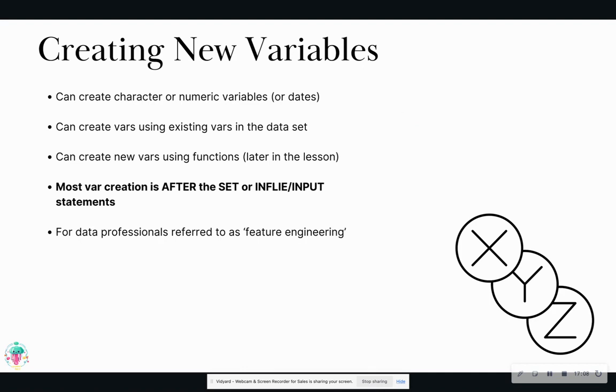So when you create new variables, you can create character or numeric variables or dates. I personally like to think of dates as a new variable type because we handle them a little bit differently. You can create variables using existing variables that already exist in the data set. You can create new variables using functions, and we're going to talk about functions later. And most of the variables you're going to create are after the set or infile input statements. And I'm going to point that out when we get to examples. When you are creating new variables, and if you're doing this for a data role, a lot of data professionals refer to this as feature engineering. You're creating a new column in the data set or a new feature.